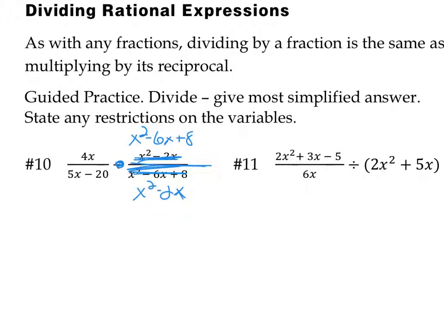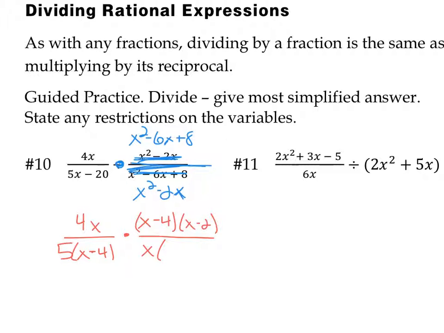And now, I want to factor anything I can factor, so I'm going to write this down below here. I have 4x over, and I can take out a 5 from both terms there, times. This numerator can be factored to x minus 4 and x minus 2.